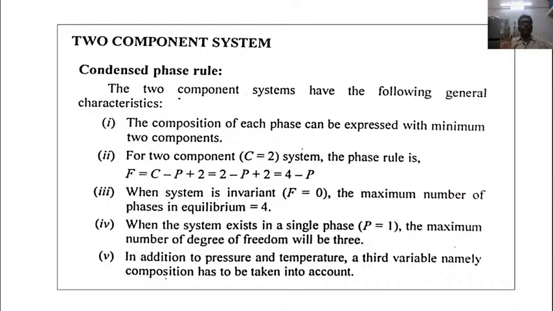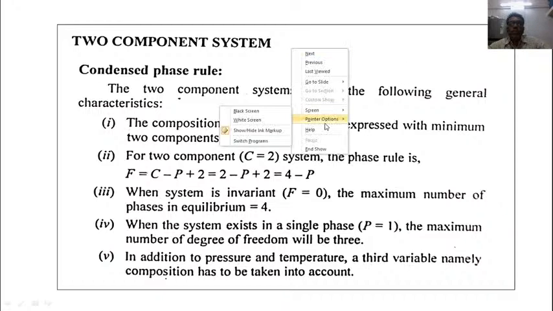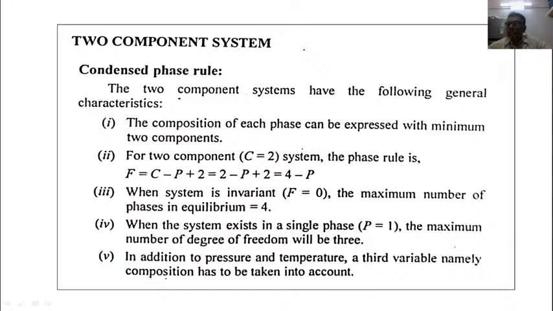Now let us discuss the two component system. Two component means the number of components is equal to 2. So let us write here: number of components C is equal to 2. For the two component system, we have to change the phase rule, because the phase rule which we used in the one component system, that is F equal to C minus P plus 2, cannot be used here.